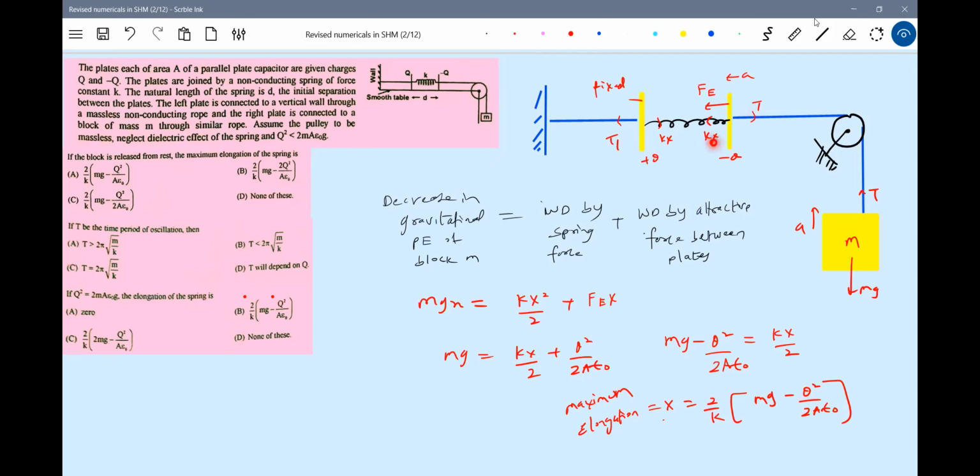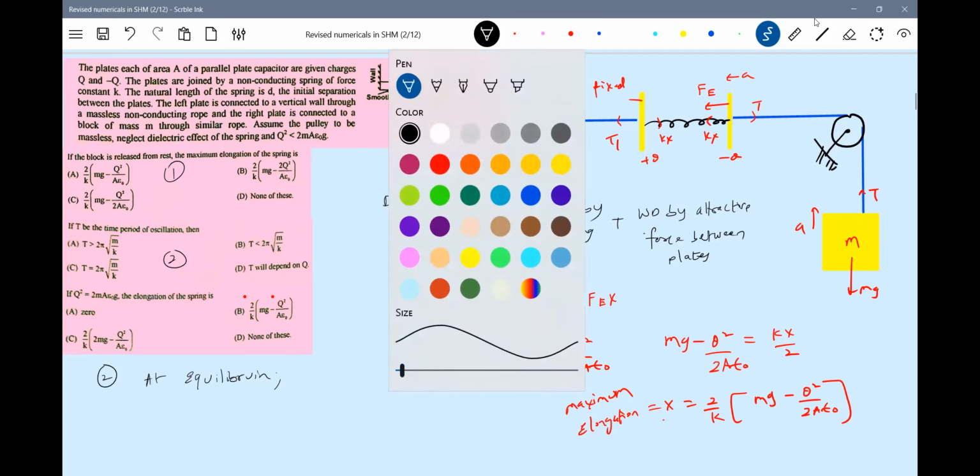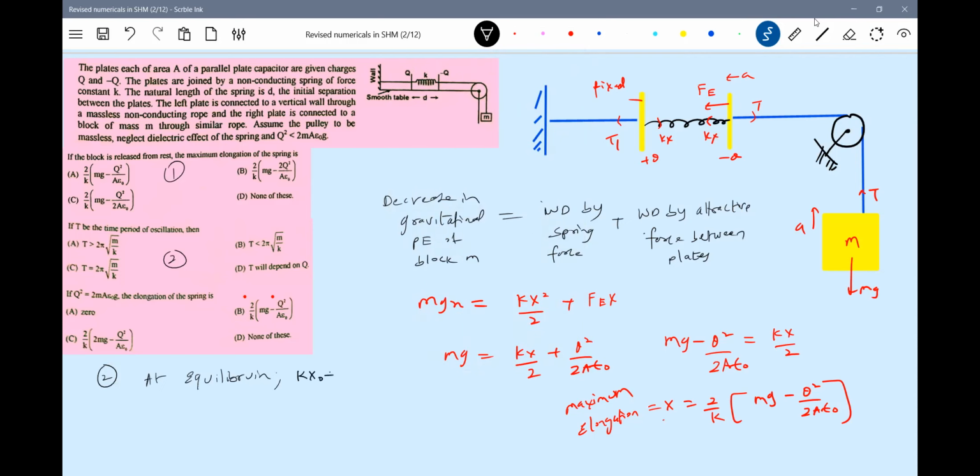Here this will be T. Here Kx will come, no? K times x naught plus x. So I think I'd better write the equations. We are doing the second part of the problem now. At equilibrium, Kx naught plus Fe minus T naught equals 0, and T naught minus Mg equals 0.